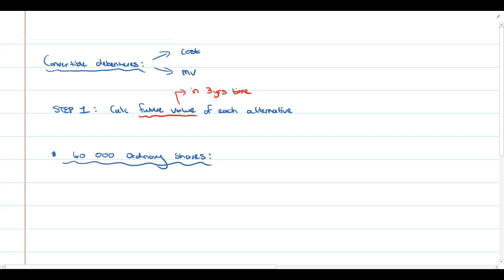Okay, so first, let's calculate the value of the 60,000 ordinary shares in 3 years' time. Then we'll calculate the value of the existing debentures in 3 years' time. So we calculate the future value of each alternative. So how are we going to calculate the value of the ordinary shares in 3 years' time? You can perform this calculation in either one of 2 ways.